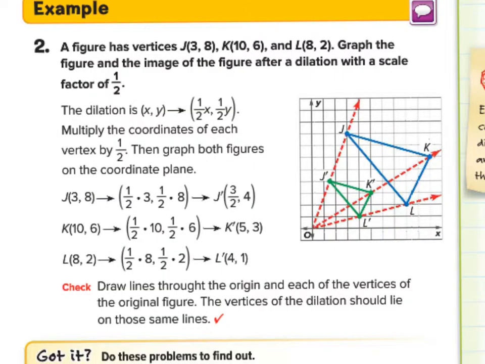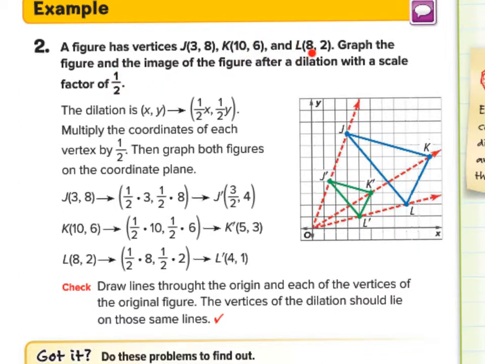Okay, now let's look at a dilation where the size is actually reduced, where it's decreased in size. Let's see over here, because it looks like we have a scale factor of a half. So anything multiplied by half, you get half of that number, right? So if I multiply 3 times a half, I get 1 and a half. 8 times a half, I get 4. 10 times a half, I get 5. 6 times a half, I get 3. You get half of each number, you get it?